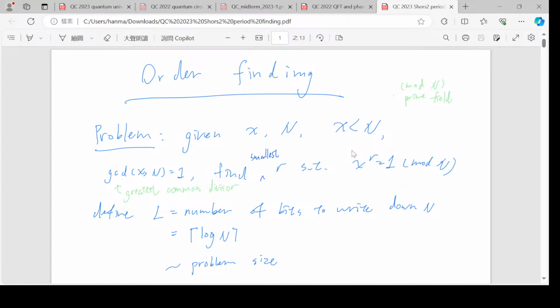Okay, so this is the order finding problem. This is r here. This is the order. So r is the order, and you want to find it. If you're thinking about having an algorithm solving this, you have input x, input n, with parameters satisfying those conditions, and you want to find r such that x^r equals 1 mod n.